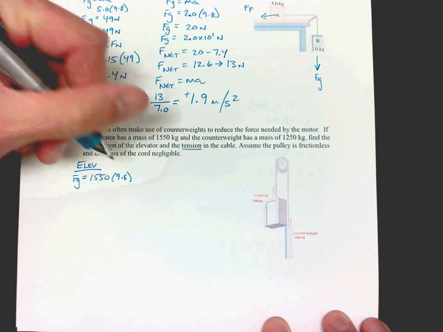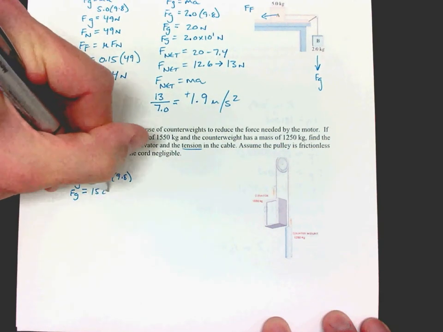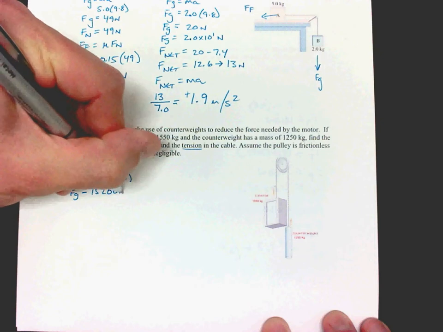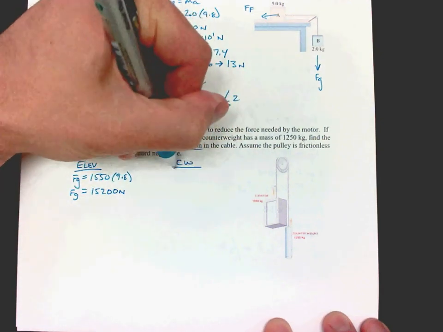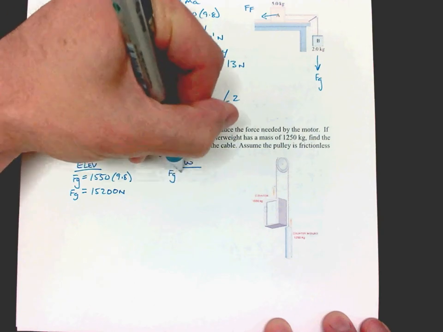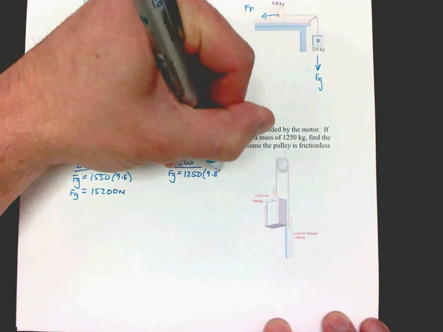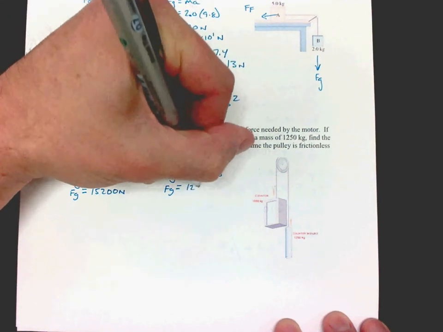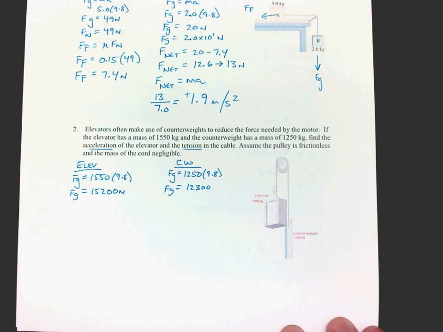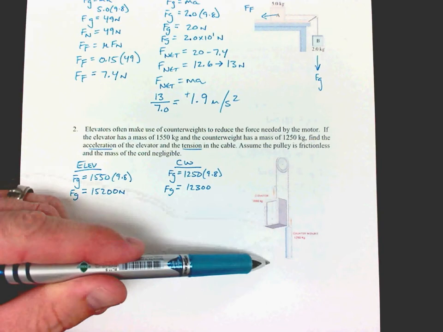Okay, so we get an FG here, 15,200 newtons. And then let's do the same thing for the counterweight. Let's find the FG. That's what's acting in the downward direction. Mass of 1250. Multiply this out so we can see what kind of force we're dealing with on that side. There's the two forces. So we've got 15,200 this way. We've got 12,300 this way.